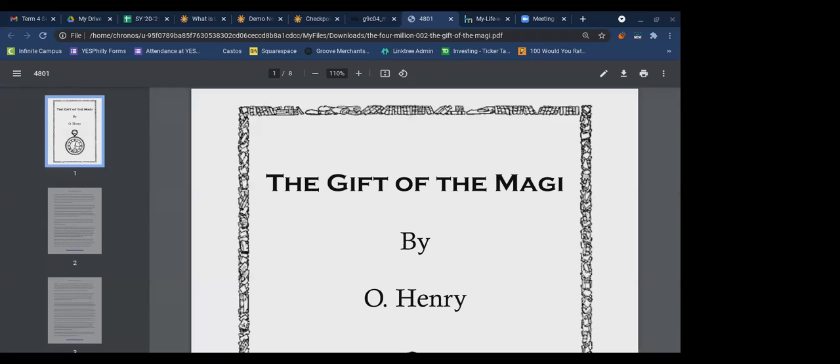There we go. So we were talking about The Gift of the Magi last time, and we started reading through this and talking about it.